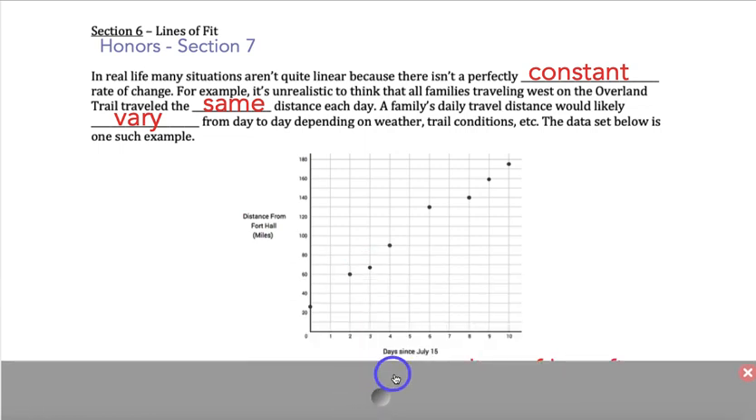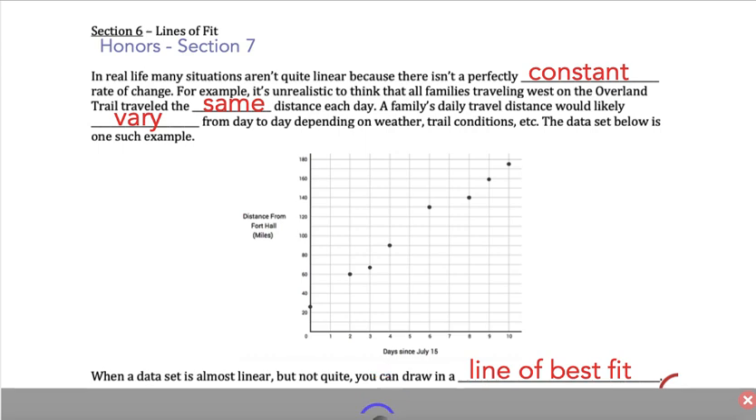So we have the days since July 15th and miles from Fort Hall. And as you can see, periodically they would plot how many miles away they were. When a data set is almost linear like this, but not quite, you can draw in a line of best fit.